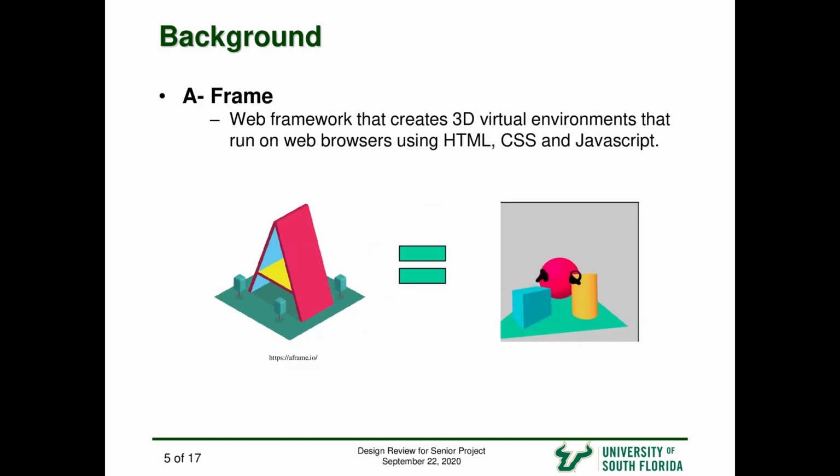A-Frame is a web framework for building VR experiences that can be run in a multitude of places, including the Oculus Quest's virtual reality browser. A-Frame also uses the WebVR API to gain access to the headset's sensors. This allows it to render content directly to the Oculus Quest.